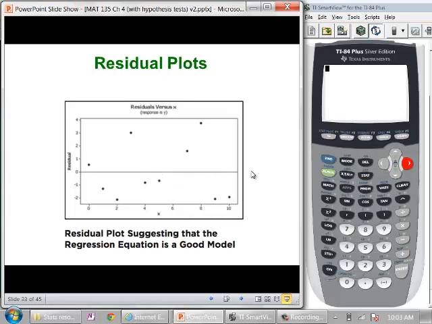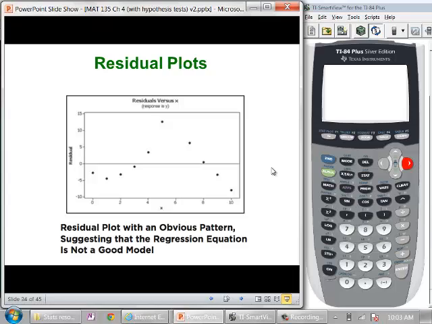So for residual plots, we can look at those and also use those to determine whether our regression equation is a good model or not. If we just have something like this that looks like it doesn't have any pattern to it, then the regression equation is probably a good model. Now this one, notice that there is a pattern in our residual plot. That suggests that the regression equation is not a good model.